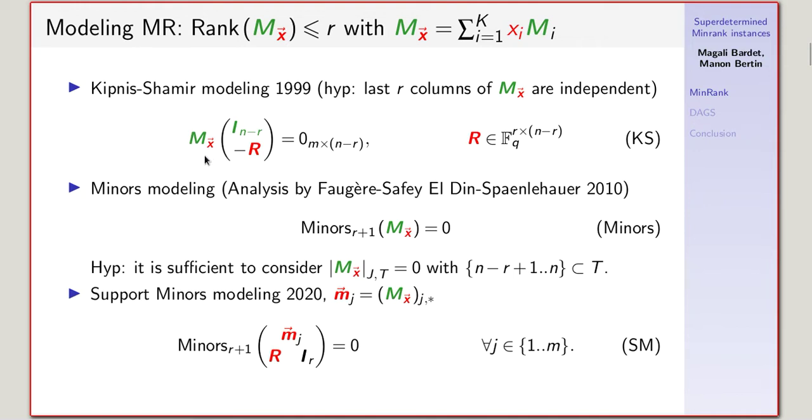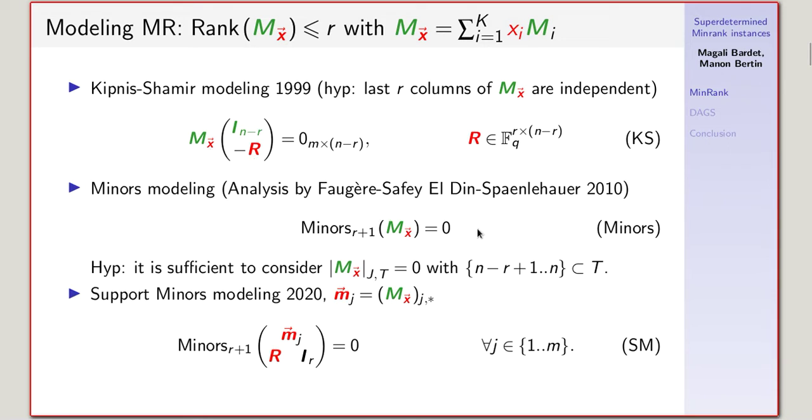The idea is to say that the matrix has rank at most r if and only if we can find at least n minus r vectors that are linearly independent in its kernel. If we assume that the last r columns of M are independent, then we can write the basis of the kernel with the identity here and have only unknowns here. We obtain a set of m times n minus r equations. The unknowns are the entries of R and the x variables, and the equations are bilinear in x and R.